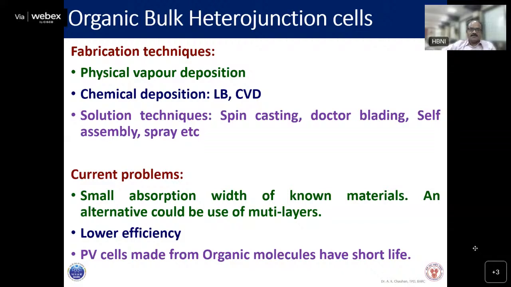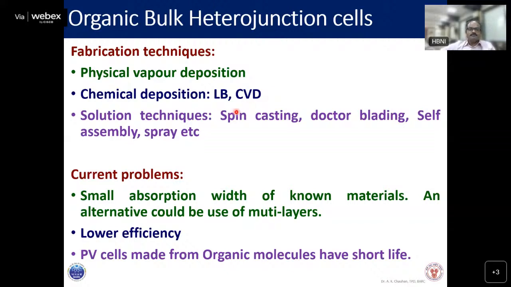And what are the fabrication techniques? How do we fabricate? One is physical vapor deposition. Physical vapor deposition means a material is taken inside a crucible and the temperature is raised, and it is kept inside a vacuum, so it will evaporate, and after evaporation it will go and deposit on the substrate. So this process is physical vapor deposition. Then chemical deposition is also possible, by the LB method or CVD method.